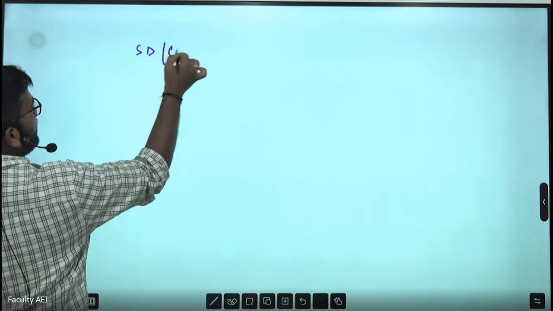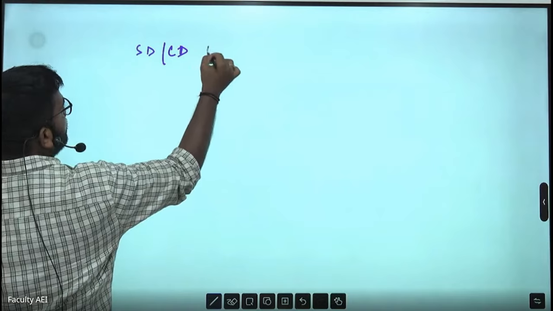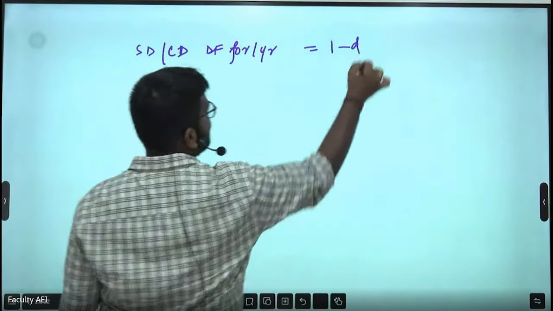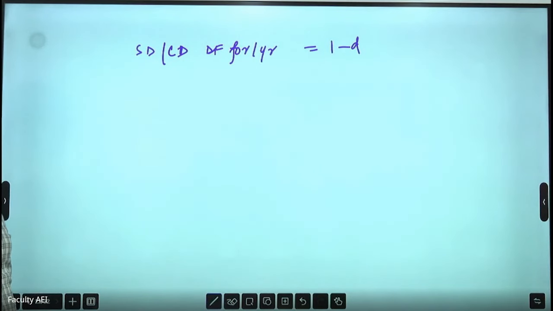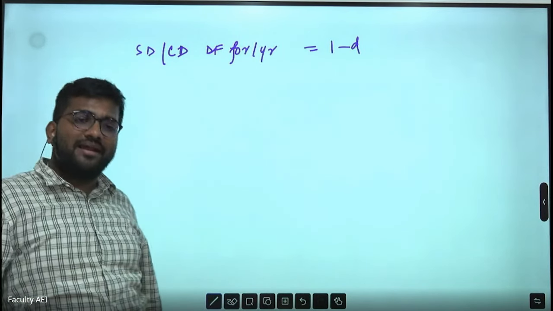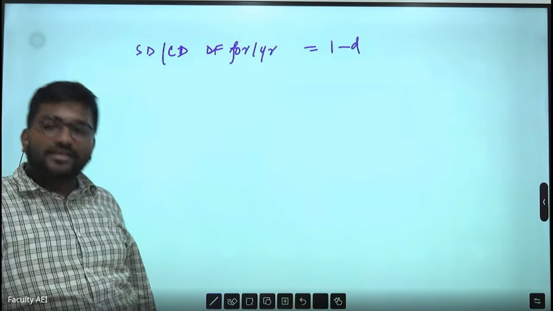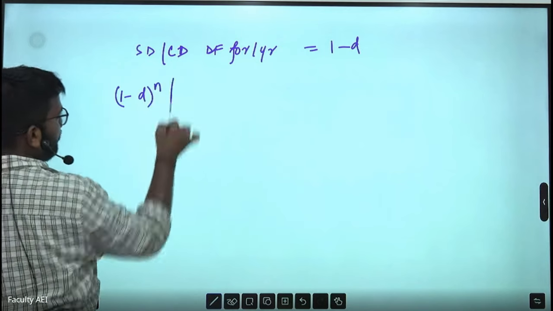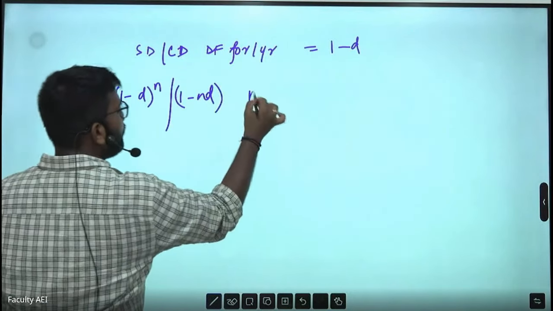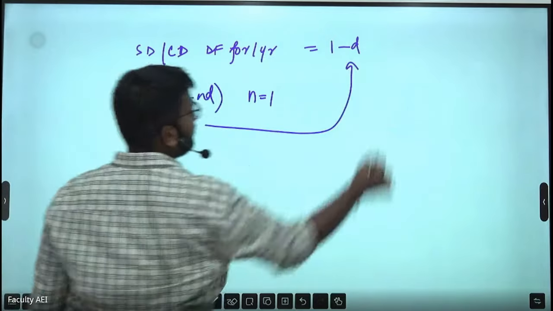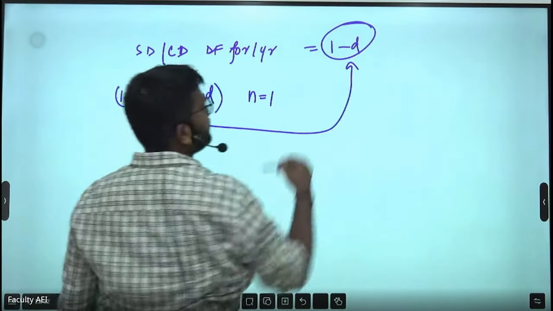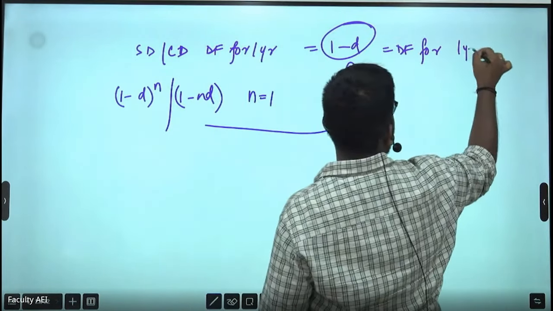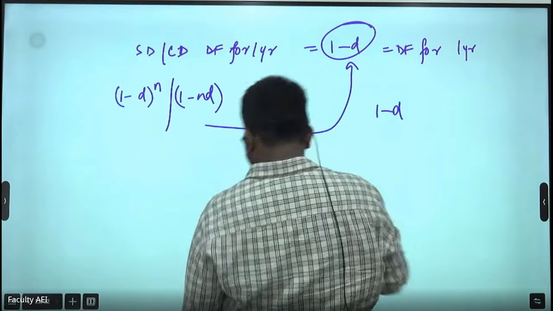Simple discount or compound discount, the discounting factor for 1 year is what? 1 minus d. Either it's 1 minus d to the power n or it's 1 minus nd. You put n equal to 1, what do you get? This is what? Discounting factor for 1 year. And just now we studied the discounting factor for 1 year is.